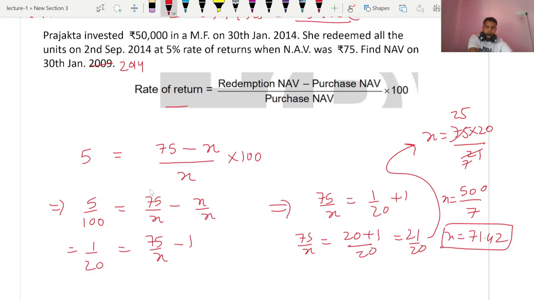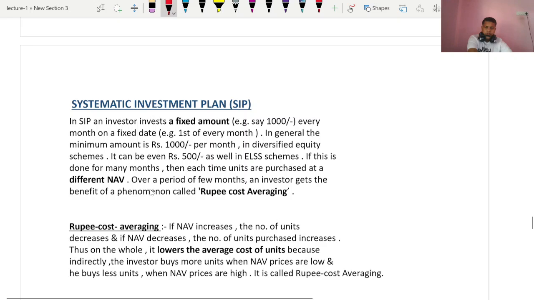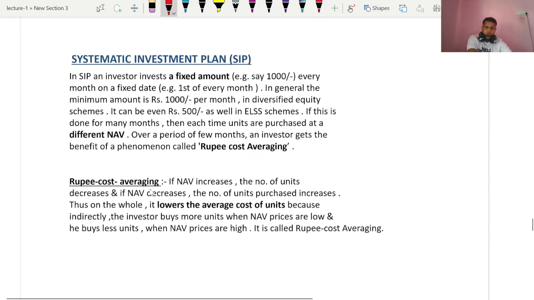So only one topic is remaining, systematic investment plan. So we will do it in the next lecture.